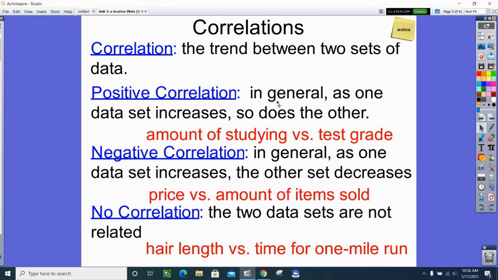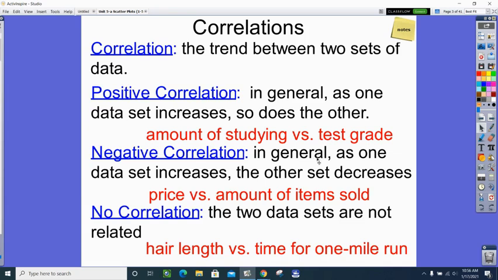So a positive correlation in general, as one data set increases, so does the other. So an example would be the more you study, your test grade should go up. So both of your data sets are going up, or think of it the other way around, the less you study, the lower your test grade. So basically a positive correlation, both sets of data are going in the same direction, either both up or both down, and that will make a positive slope line.